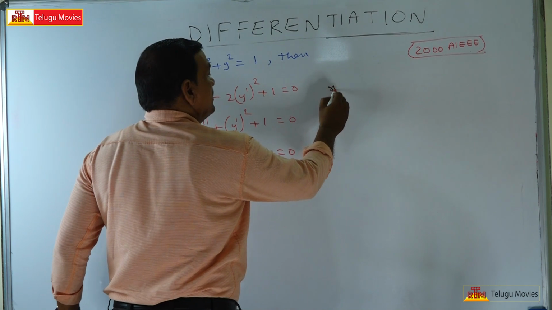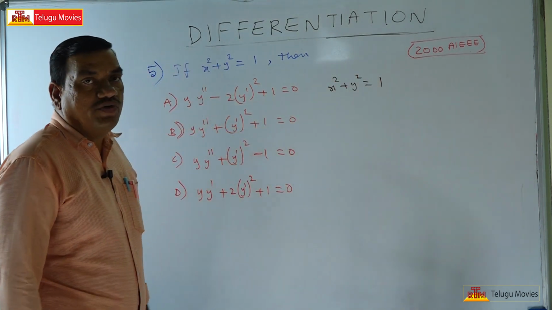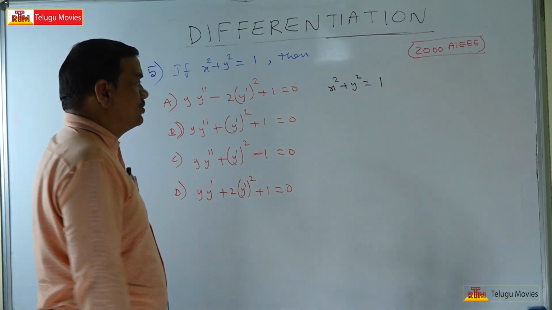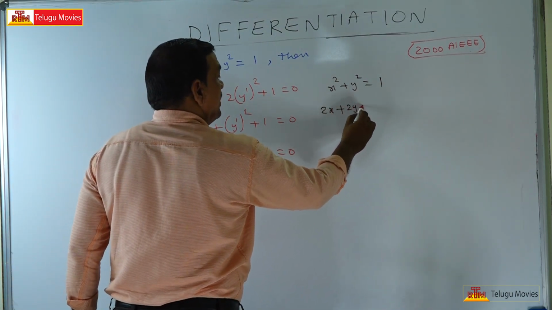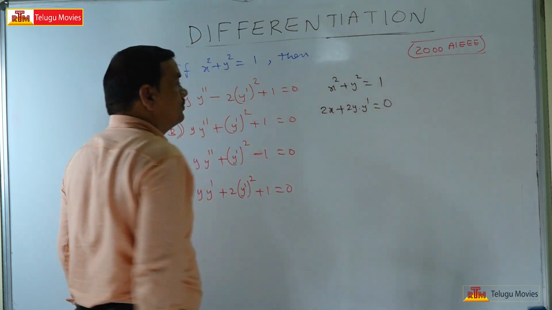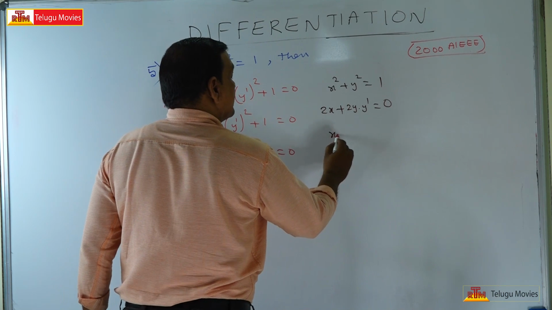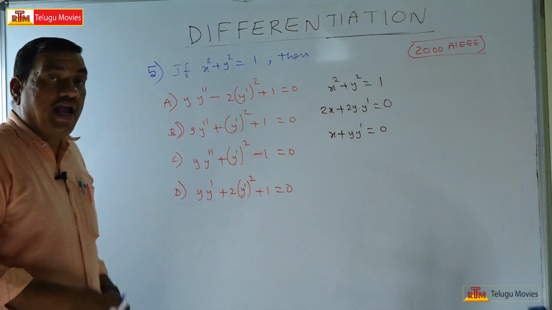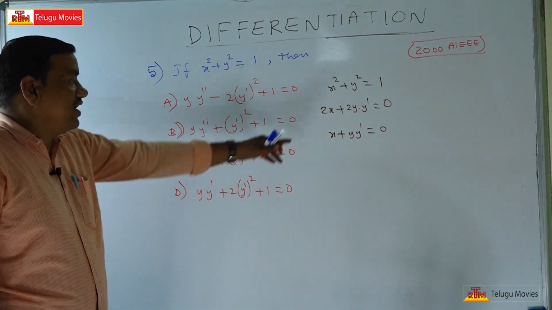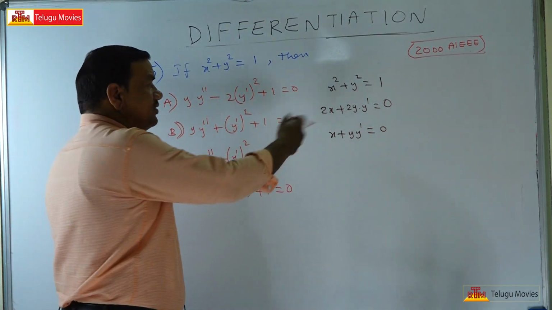Here the problem is x square plus y square is equal to 1. Now differentiating with respect to x on both sides: x square derivative 2x, y square derivative 2y y dash is equal to 0, 1 derivative 0. So here 2 cancels: x plus y into y dash is equal to 0. Again differentiate. Why? Because here you have to eliminate x, because there is no x in the options.